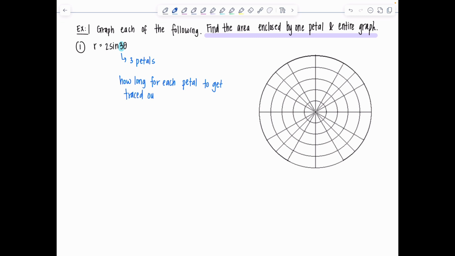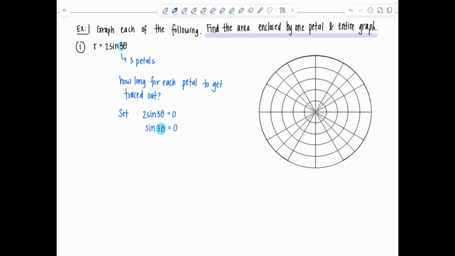Basically the way you answer that question is you set the polar equation r, so 2 sine 3 theta, equal to 0. Because you want to know how long it takes for the graph r to start at the origin and then return to the origin. Every time it comes back to the origin, a petal has been traced out. So that's why we set it to 0, because that would indicate we're at the origin. Now we're going to solve this trig equation, and you have to be careful because of that 3 in front of the theta. So dividing by 2, this is sine 3 theta equals 0. And then leave that argument alone.